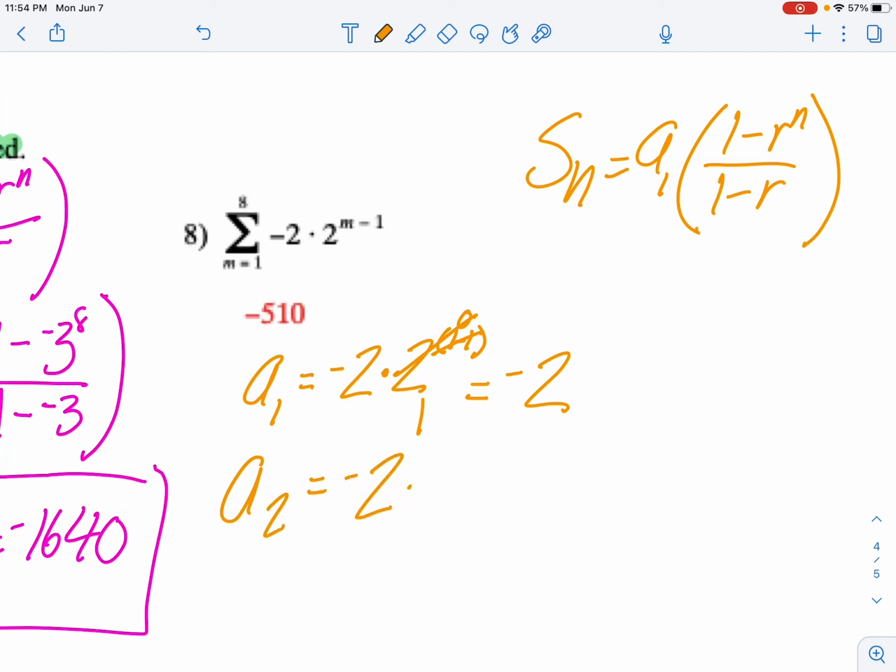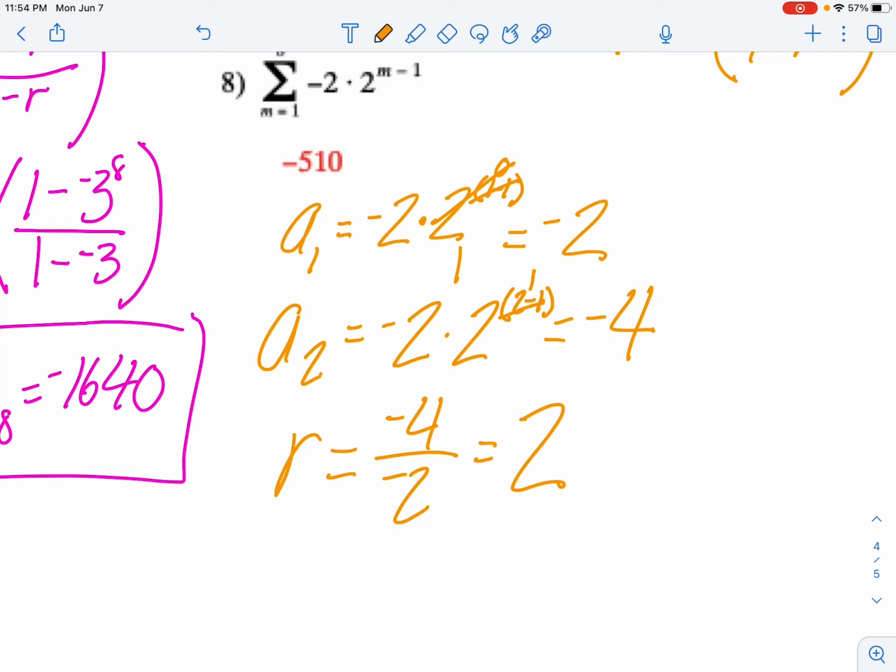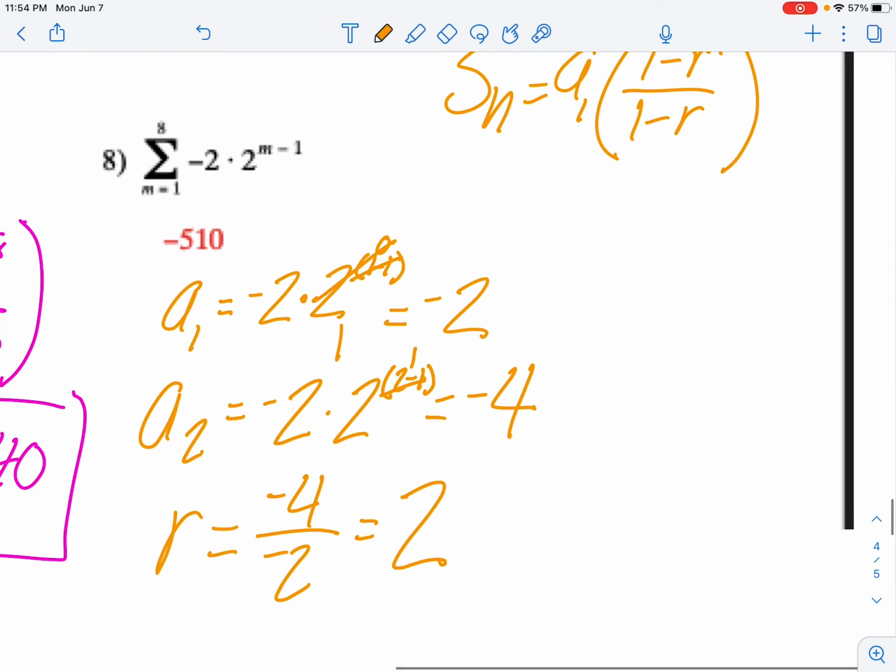My second term is when I plug in 2. Negative 2 times 2 to the power of 2 minus 1. That gives me 1. 2 to the first power is 2. 2 times negative 2 is negative 4. So my common ratio is negative 4 divided by negative 2, and I get 2. So 1 through 8 here. We're going to find the sum of 8 terms. So S8 is equal to the first term, which is negative 2, parentheses 1 minus r, which is 2, to the power of n, which is 8, over 1 minus 2, close parentheses.